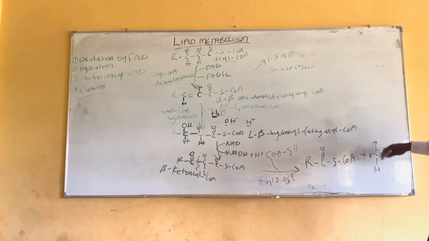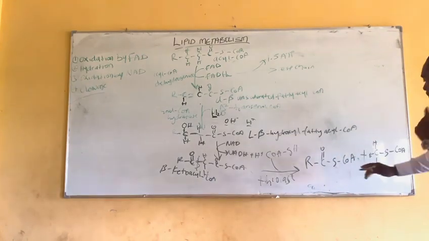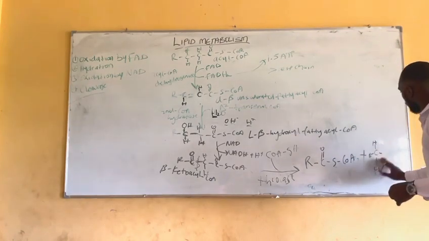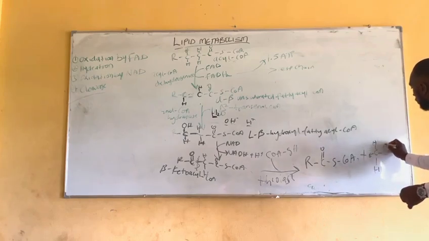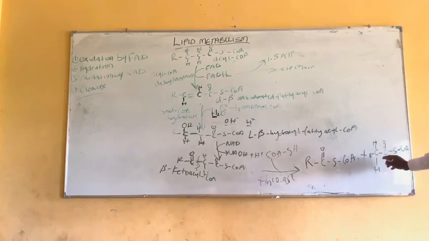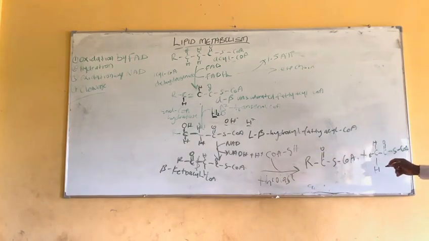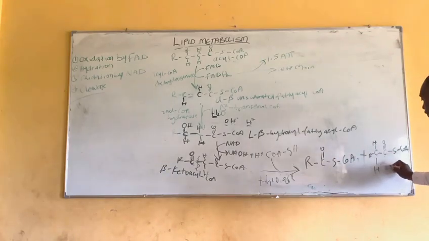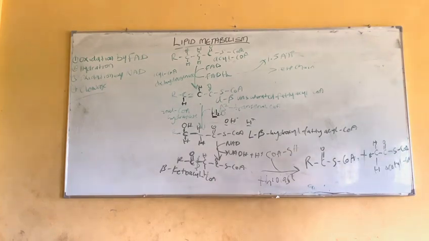So what is this now? So this is the 2 carbon units now. This is the acetyl-CoA we'll be talking about all this while. The 2 carbon units as acetyl-CoA. We've successfully undergone one cycle of beta oxidation.